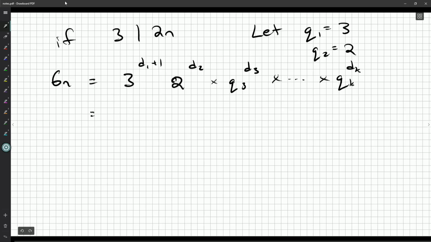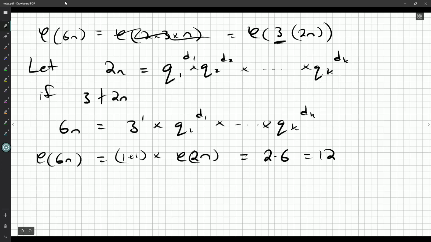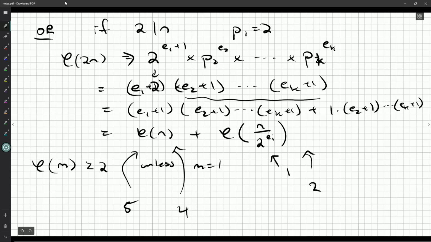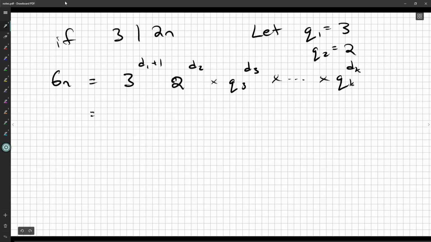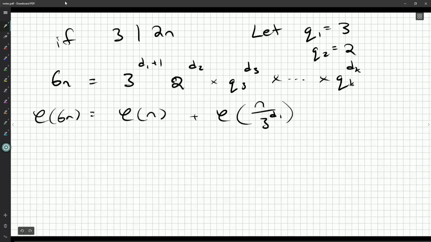And so then we'll get d1 plus 1 plus 1. And we're going to get sort of the same breakdown we had earlier. Phi n, and then phi n over 3 to the d1. So phi 6n is going to be phi n plus phi n over 3 to the d1, getting rid of the other factors of 3 here. Okay. Well, sorry, phi 2n. Okay. And we know phi 2n is 6.